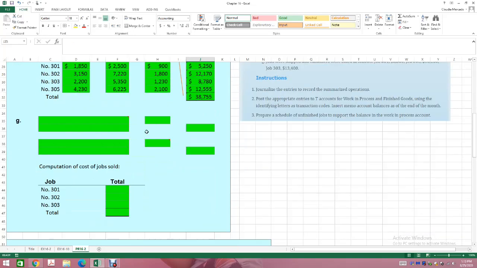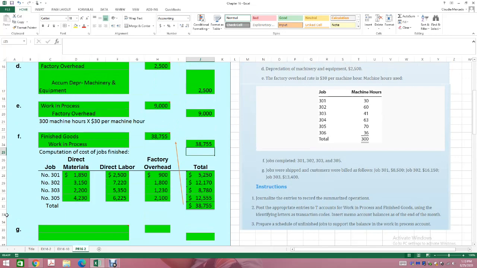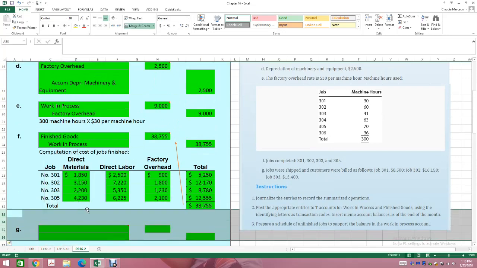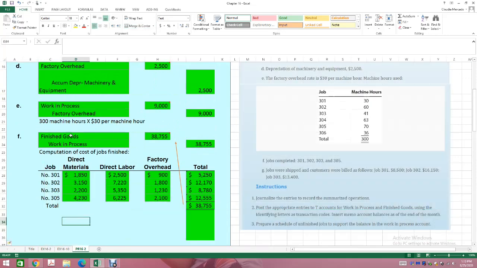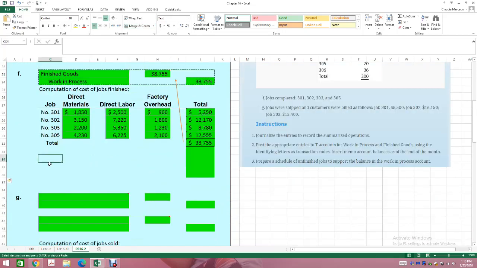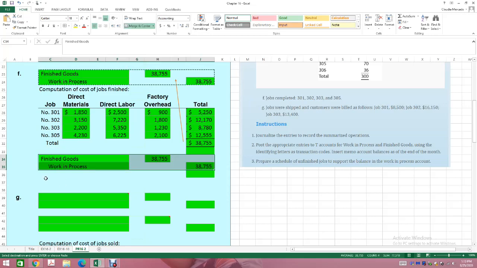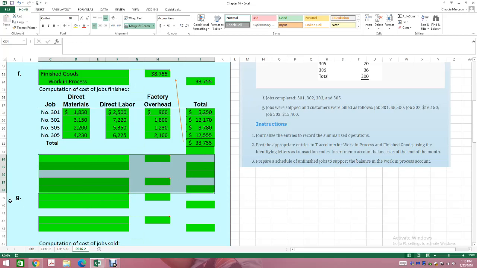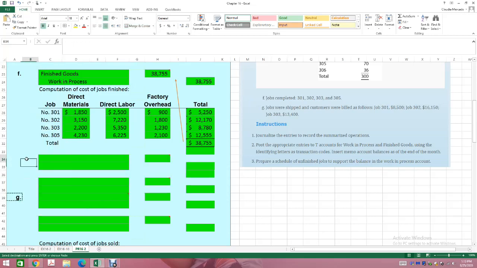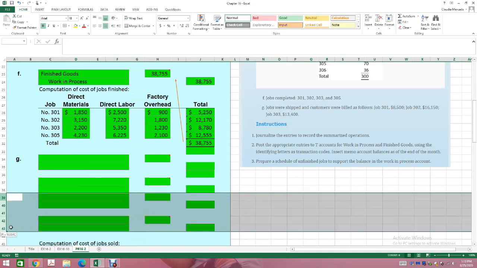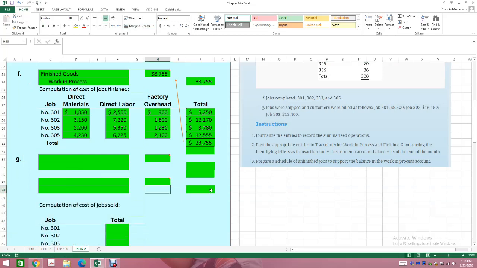Letter G. I need to copy a couple more. Okay. Control copy. Control paste. Control paste. Okay. Cut. And paste. Okay. So I can delete this. There we go.